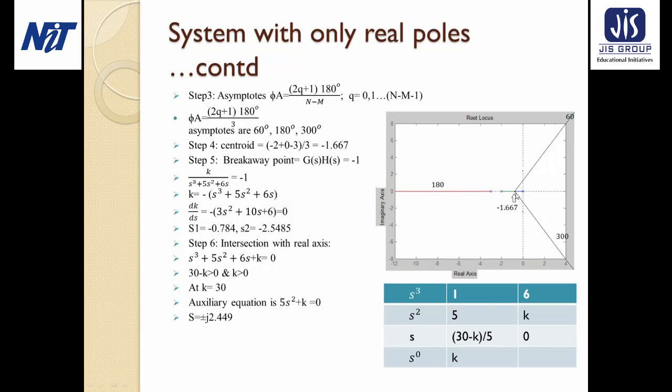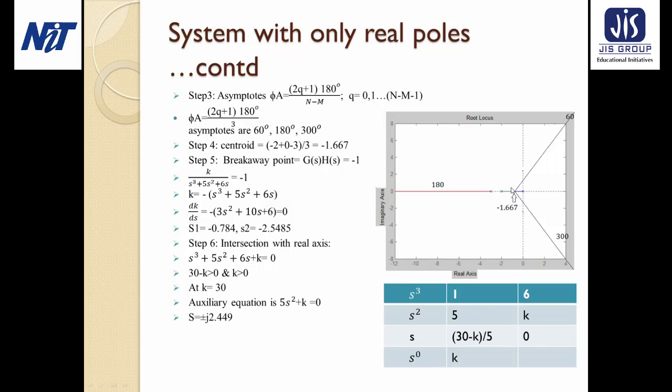So at -1.667, we will draw the 60 degree line, which is asymptote 1, another is asymptote 2 at 180 degrees, and another at 300 degrees. So these 3 are the asymptotes that will be drawn from the centroid at -1.667.